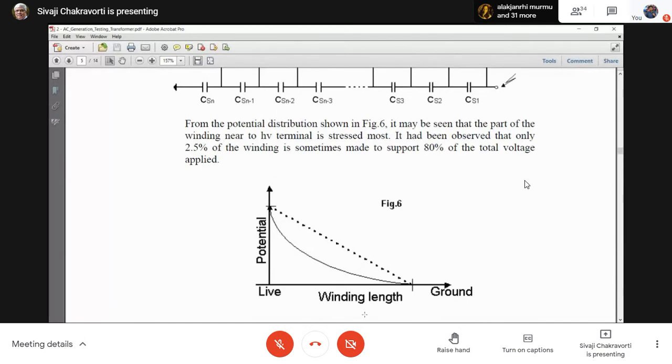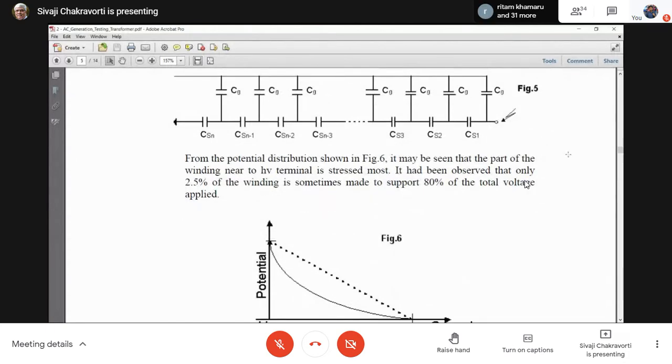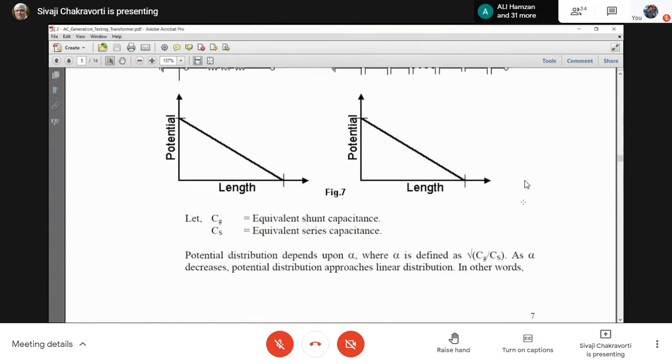That means this nonlinearity is such that the curve drops sharply and then flattens. But in that case, these initial coils must be properly insulated, otherwise there will be complete breakdown of insulation. So this is the potential distribution we have to clearly understand.